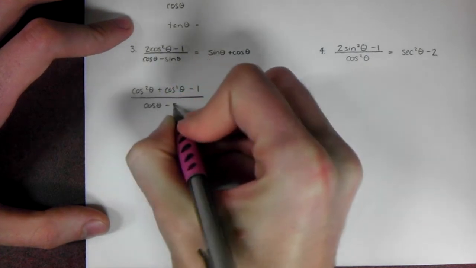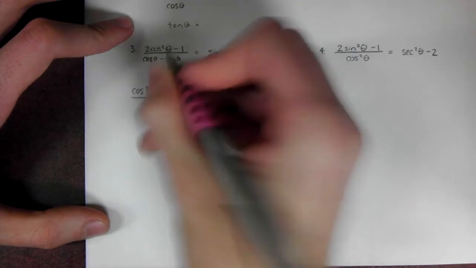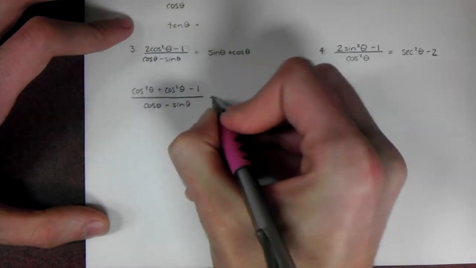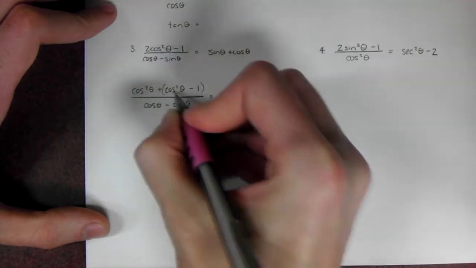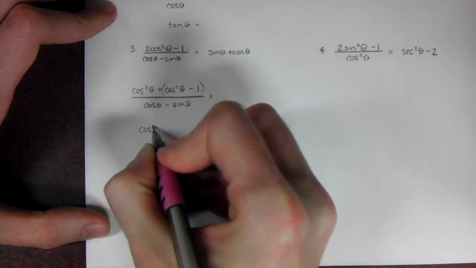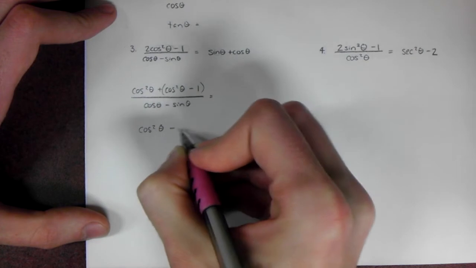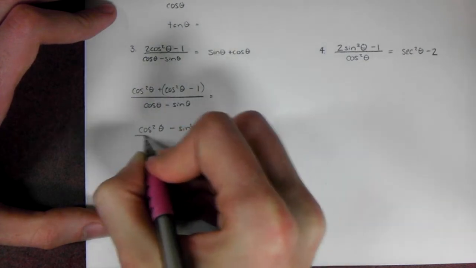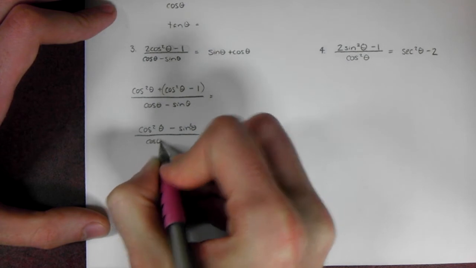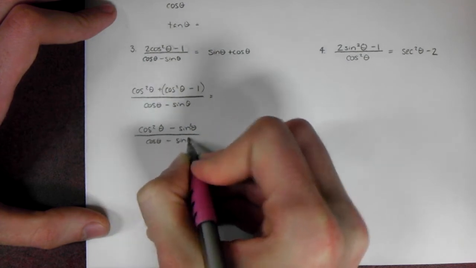Alright, so 1 plus 1 is 2. That's pretty basic. Now remember that cosine squared minus 1, that's a Pythagorean identity. That's the same thing as negative sine squared. Alright, this is looking good.